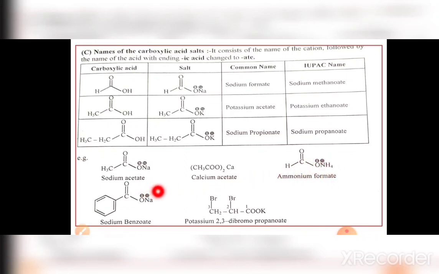And here this is sodium benzoate, the aromatic ring Ph C double bond O minus Na plus, that means sodium benzoate. And another example, here potassium is present, therefore potassium, and at the 2 and 3 number positions there is bromine, therefore potassium 2,3-dibromopropionate.